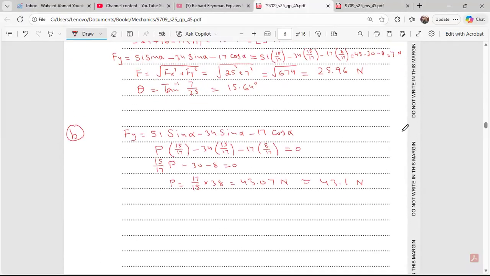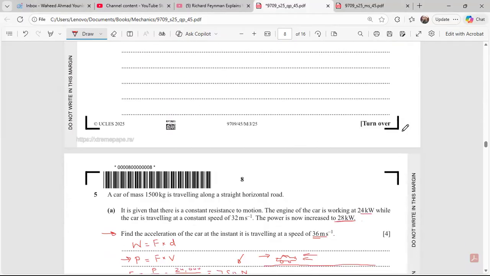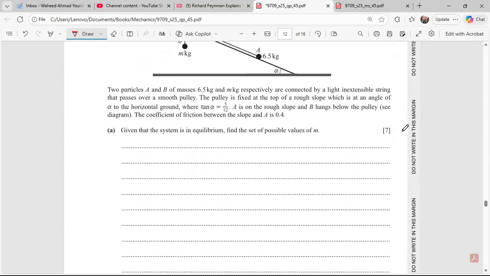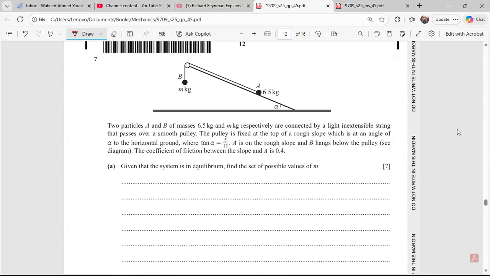Here we go. Okay, so it's an interesting question. The scenario is that we have an inclined plane with alpha as the inclination.